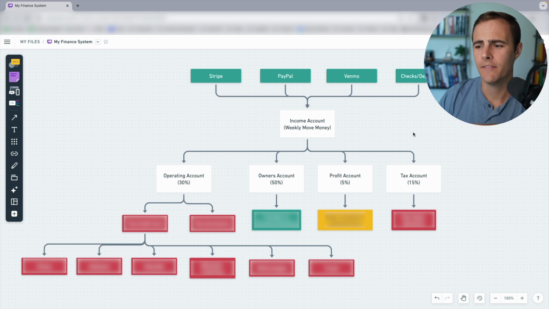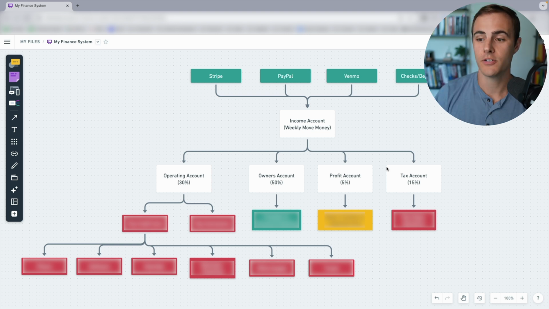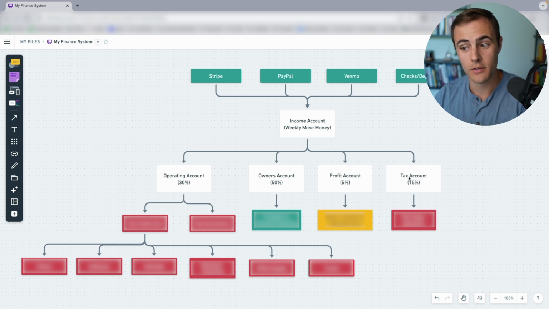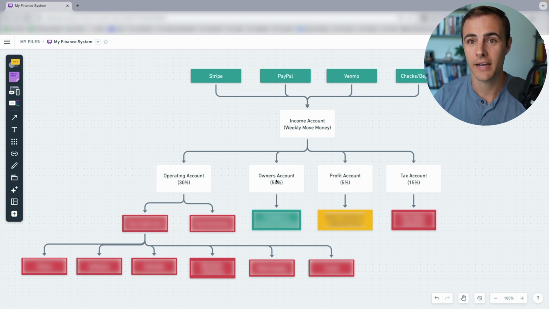Now you might be saying, Matt, 15%? I thought I needed to save 30% for taxes. You need to save 30% of what you pay yourself, okay? So if I pay myself 50% of the total, 30% of that would be 15%. So essentially just halving the 30, right? That makes sense. Now, if that didn't make sense, all you really need to do is change this to 30% of the owner's account, of what you pay yourself. Okay. Hopefully that makes sense.